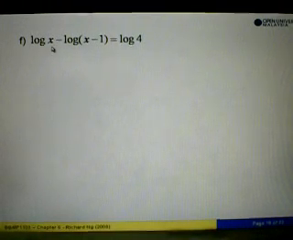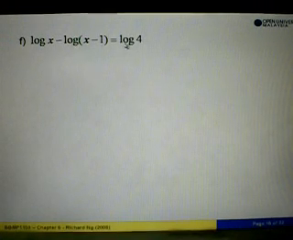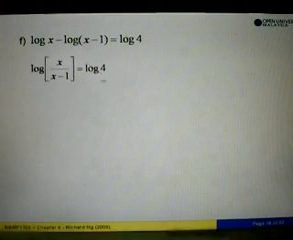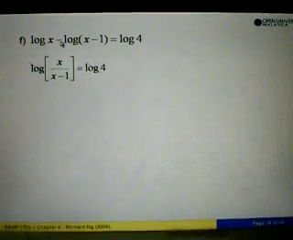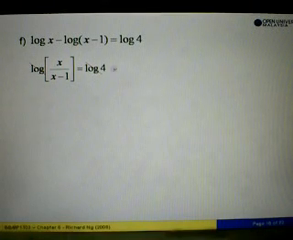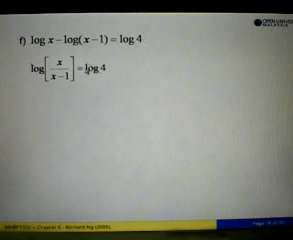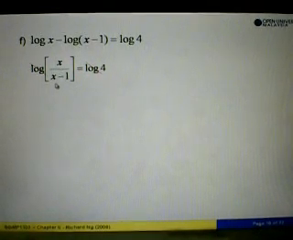Example F, if we are given log x minus log bracket x minus 1 equals log 4. Now we have log here and also on the right hand side. So what we do is simplify the left hand side, log and log, we can take out the log. When we take out the log, minus, we will take x divided by x minus 1 equals, right hand side, log 4. So since on the left side we have log, on the right hand side we have log, we just cancel the log. So the remainder is x over x minus 1 equals 4.